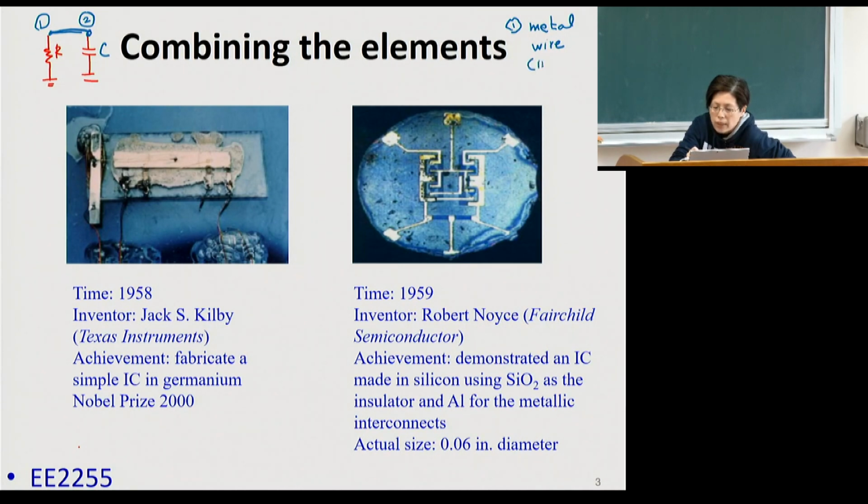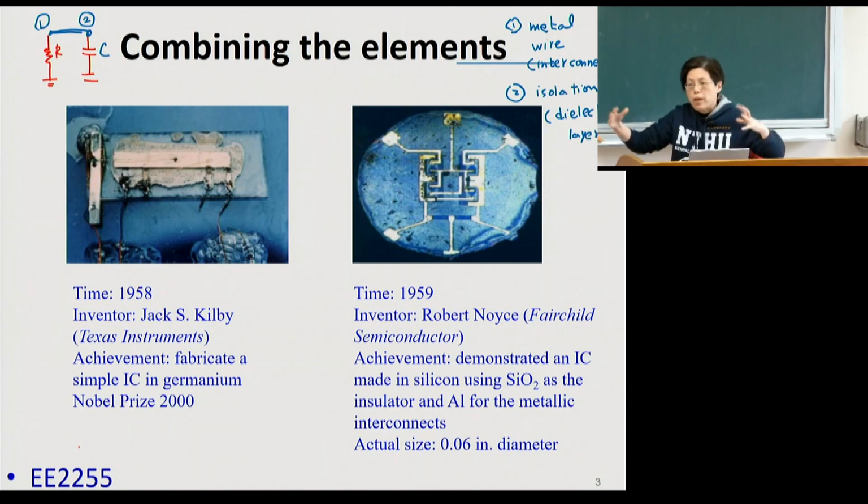You want metal wire, which we call the interconnect when you make it an IC. And then you need isolation. That's typically done with a dielectric layer. So these are the two components. You want to make sure that it does not short everywhere. You only short it from point 1 to point 2.